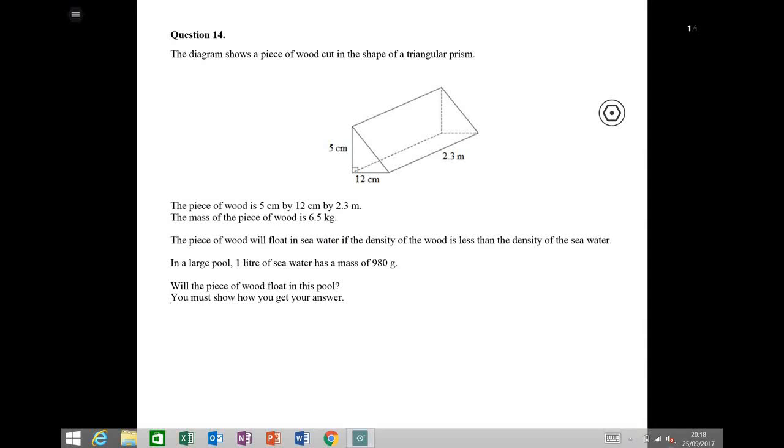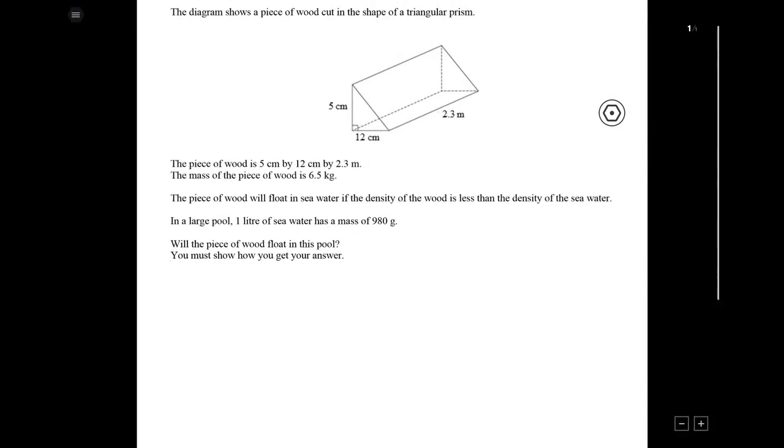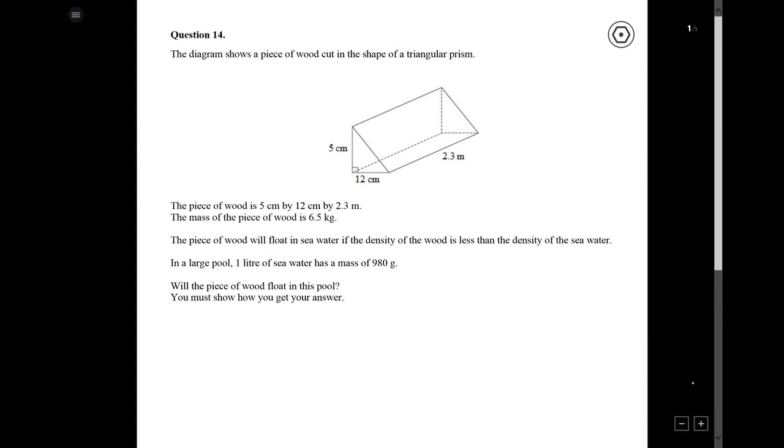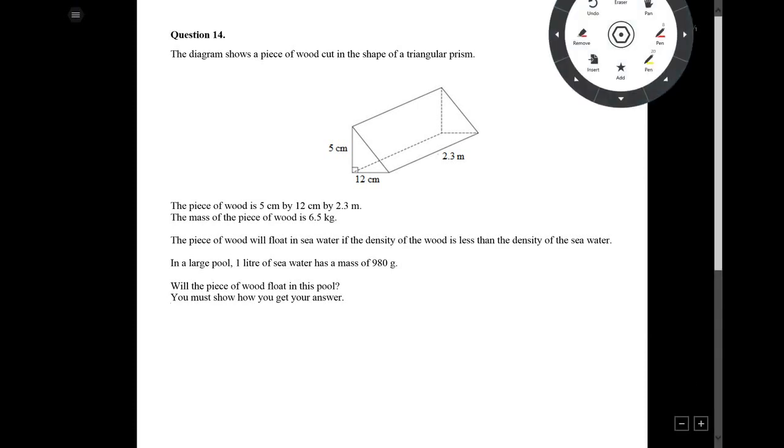Hi guys, so let's have a look at this question number 14 from your second paper that you took at the end of last year. Let's read the question first. It says the diagram shows a piece of wood cut into the shape of a triangular prism. Here, the piece of wood is 5 centimeters by 12 centimeters by 2.3 meters.